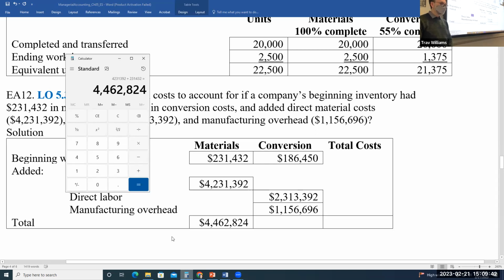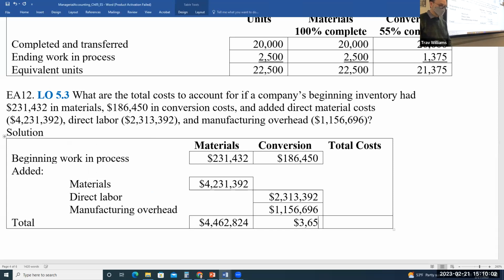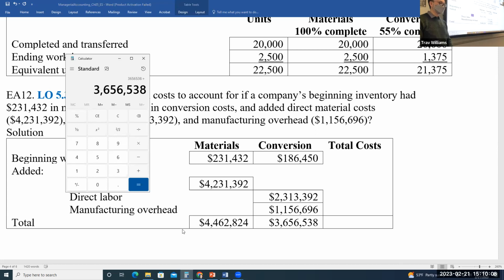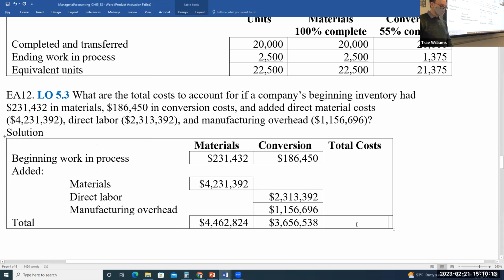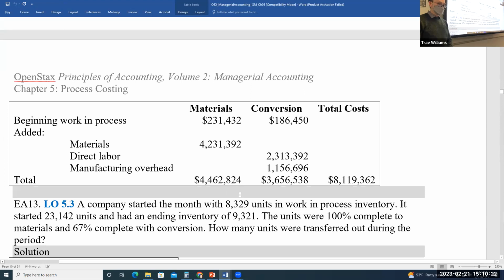Okay. You can do the same thing for conversion. The conversion costs we had that carried over from the previous period, plus any new direct labor and manufacturing overhead. 3,656,538. We can add those two totals together. 8,119,362. Let's see if that's correct. Okay, looks good.